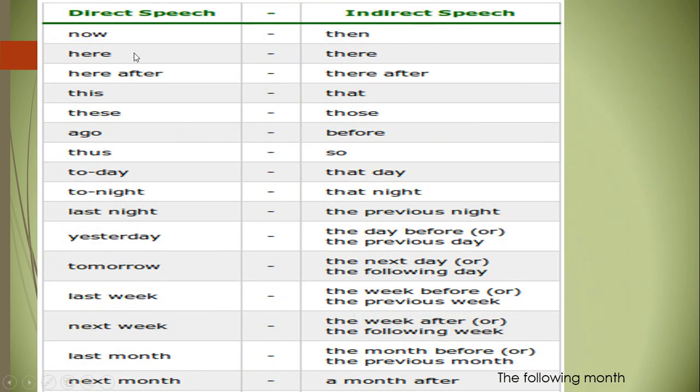And here are some words that change from direct speech to indirect speech. Now changes to then, here to there, this to that, these to those, ago to before, today to that day, tonight to that night, last night to the previous night, yesterday to the day before or the previous day, tomorrow to the next day or the following day, last week to the week before or the previous week, next week to the following week, last month to the month before or the previous month, next month to the month after or the following month. Okay, girls.